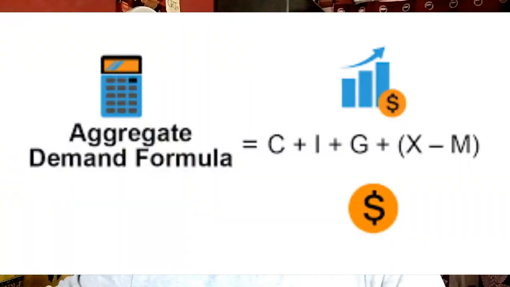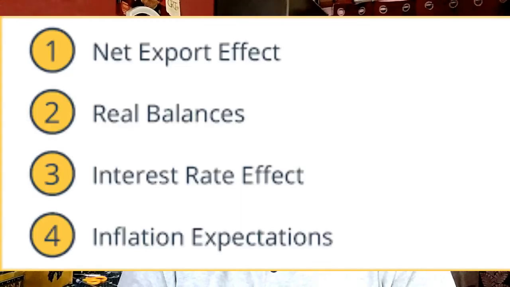And next point is, how do you calculate aggregate demand? The components of aggregate demand are consumer spending, business spending, government spending, and exports minus imports. The aggregate demand formula is AD = C + I + G + X - M.